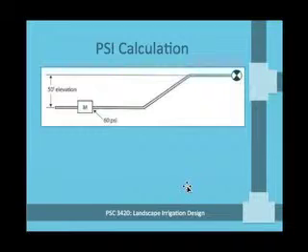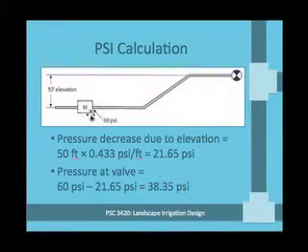Alright, here's another one. In this situation, what is the static pressure at the valve? Well, here we've got the pipe going up the hill to the valve, so there's going to be a pressure decrease due to elevation. Again, we're really focusing on elevation with static pressure. So make note here, the elevation change is 50 feet. So that pressure decrease due to that elevation change is going to be 50 times 0.433 psi per foot of elevation change, which equals 21.65 psi.